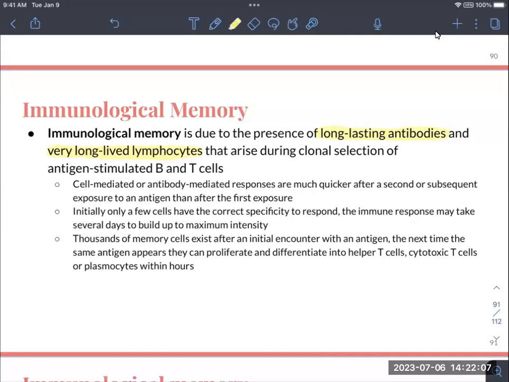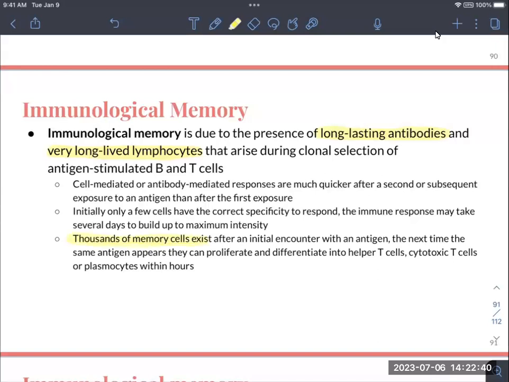So what is happening during this time is we're finding the correct cells to activate that match these specific binding sites. We're activating those cells. We're going through the entire clonal process where these B cells and T cells are replicating rapidly, but it takes time. So eventually we have thousands of memory cells.